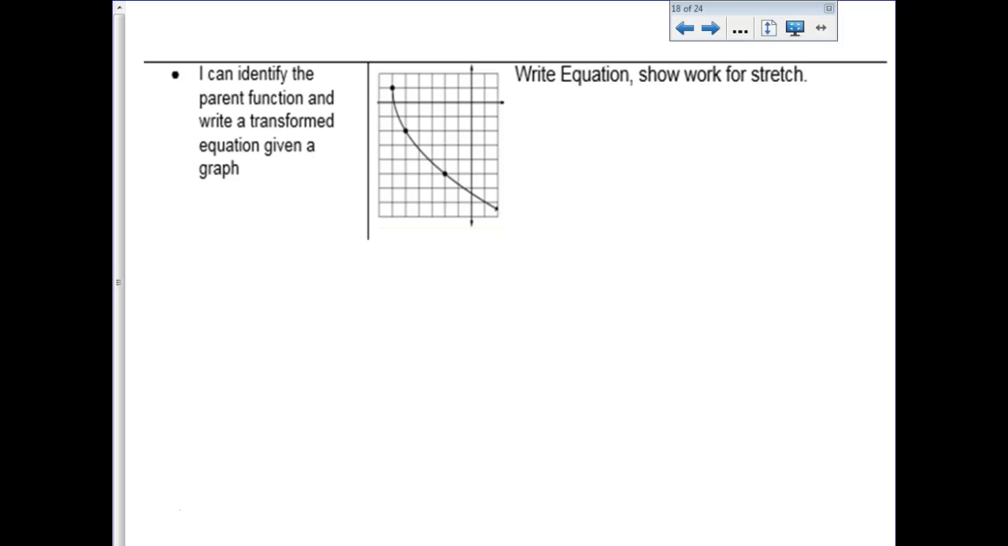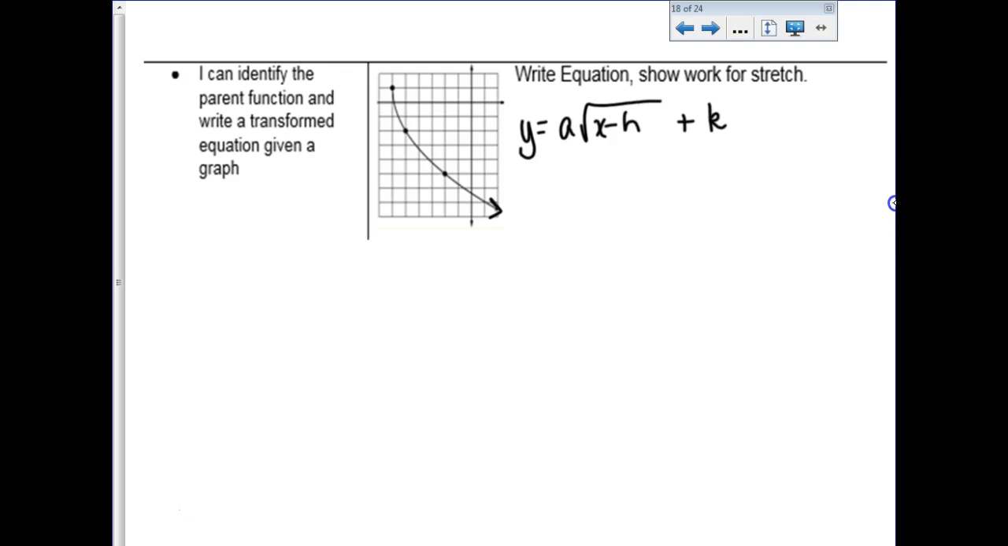Okay, I can identify the parent function, and then I can create the functions. This is what we did yesterday. So first, from memory, can you identify for me what function we're looking at? There's an arrow down here. It's the square root function. I heard someone whisper. Thank you. So the transformational form for the square root function is y equals a times the square root of x minus h plus k.